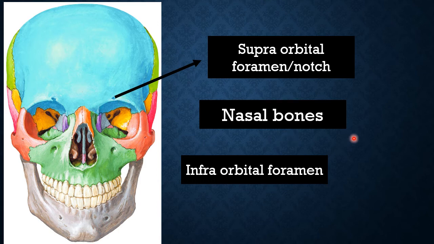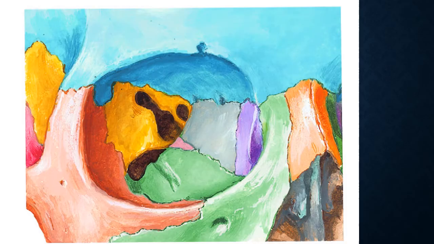The next one is the infraorbital foramen. Just below the orbital cavity, we can identify the infraorbital foramen. They may ask what structures pass through it, and even for the supraorbital foramen or notch, what structures pass through that. That is the second question they usually ask. Then the nasal bones, medial to the orbital cavity: the small bones over the nasal cavity are called the right and left nasal bones.